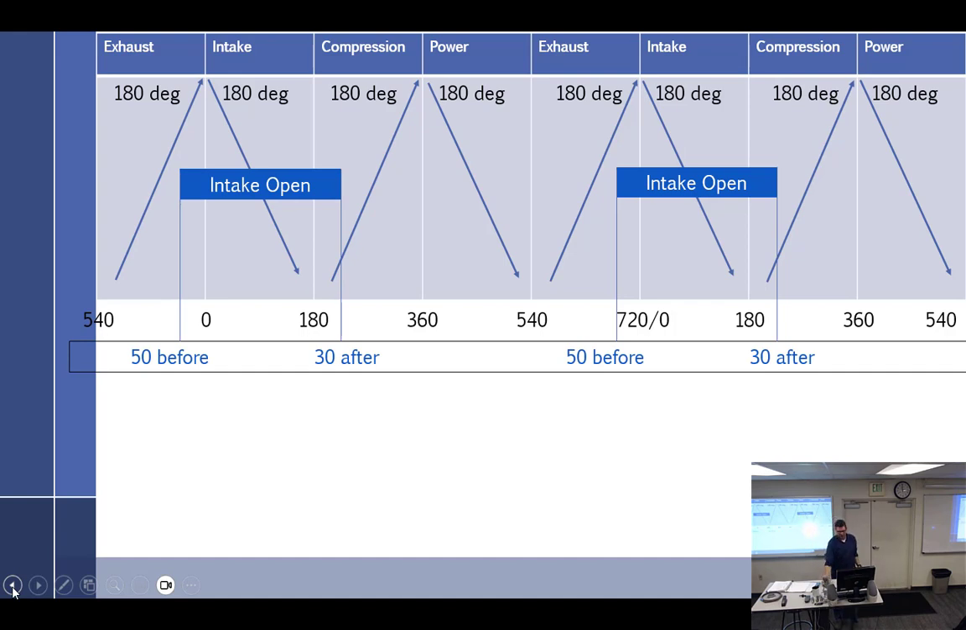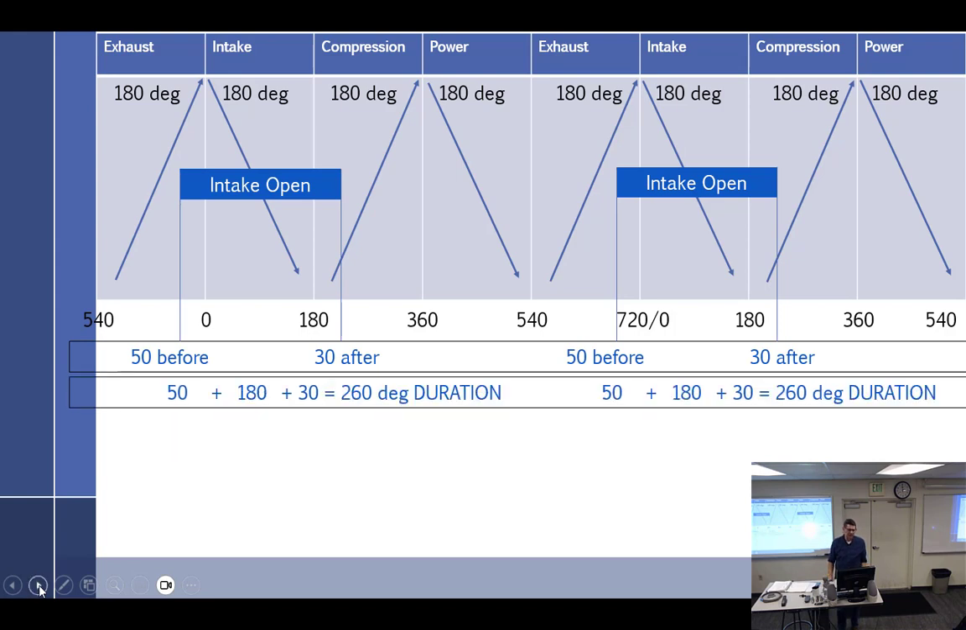So we do some difficult math. The formula is 50 plus 180 plus 30. So it's open 50 before, plus the 180, plus the 30 equals 260 is the duration. Everybody got that? On the test.